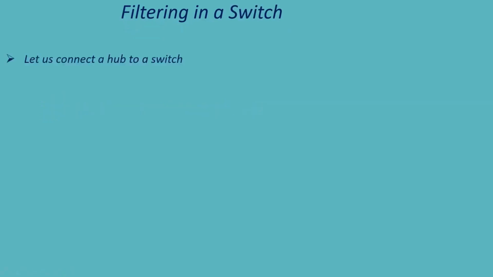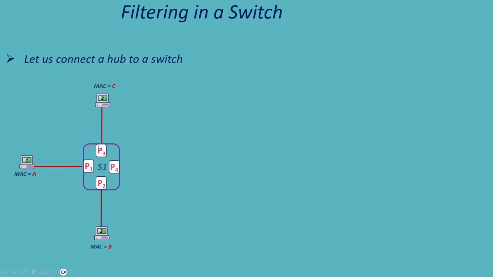Let us connect a hub to our switch. So this is our topology: switch S1 with 4 ports, P1, P2, P3, P4. PC1 with MAC address A is connected on port P1, PC2 with MAC address B is connected to port P2, PC3 with MAC address C is connected to port P3. Next, we will connect a hub to the switch's P4 port like this.